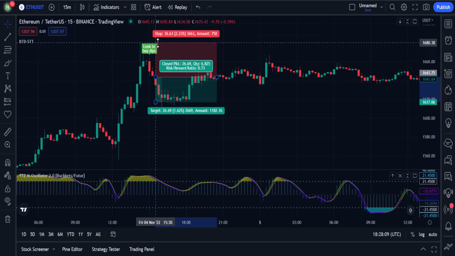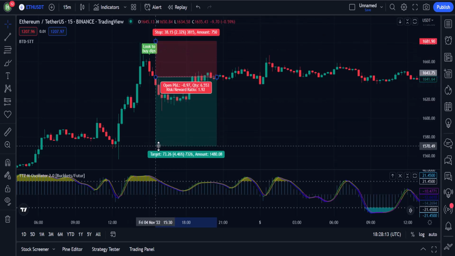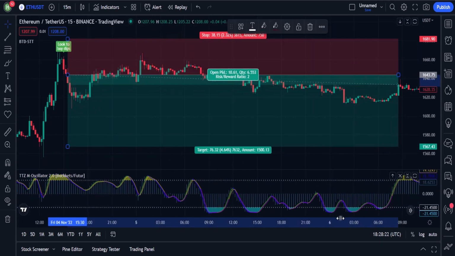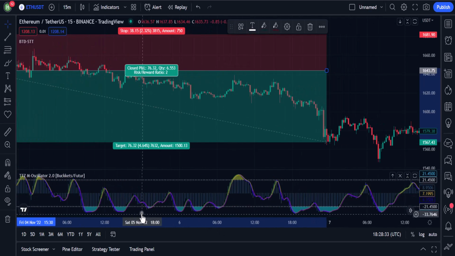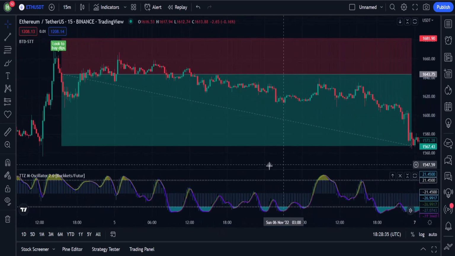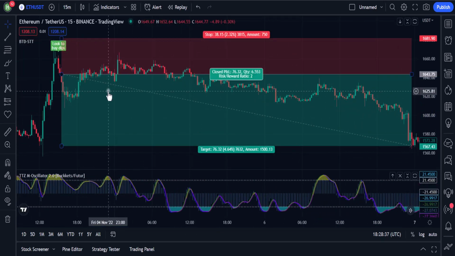Our stop loss will be at the recent swing high, and take profit will be 2 to 1 risk to reward. And this would have been an amazing profitable trade. So this strategy definitely has potential if used properly. Just make sure you wait for all the rules to be confirmed before entering a buy or sell trade.